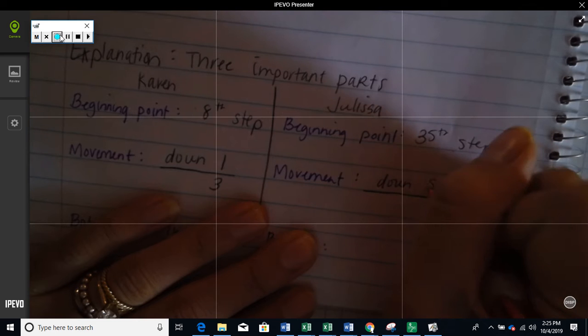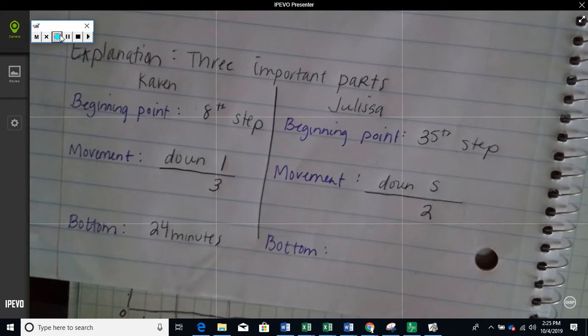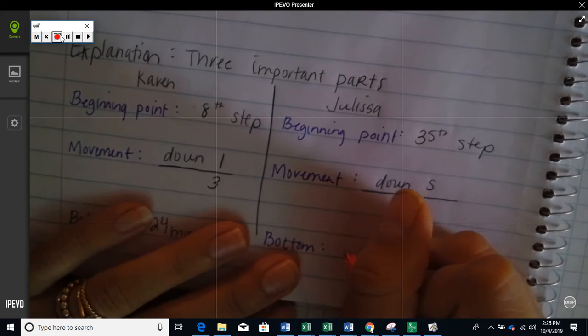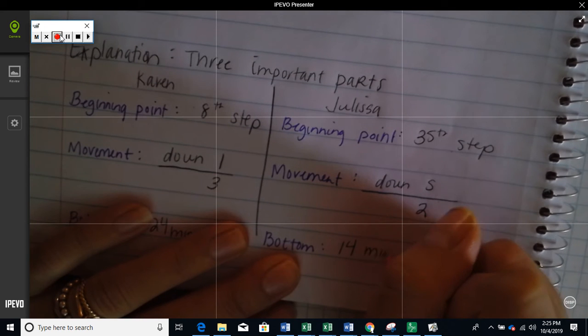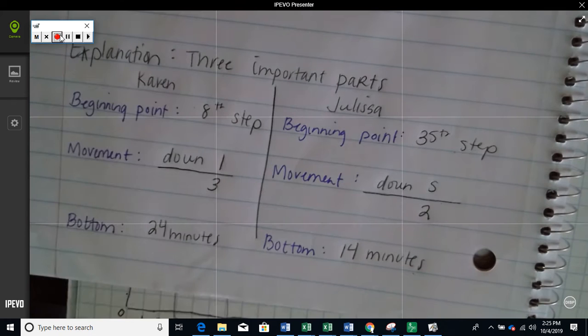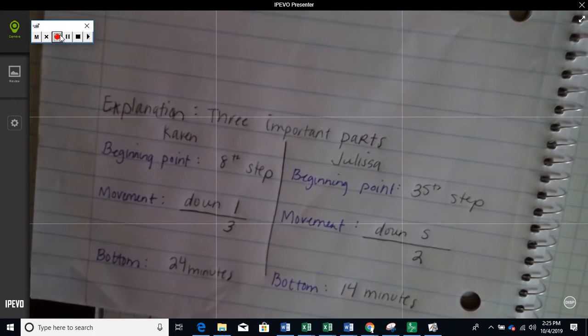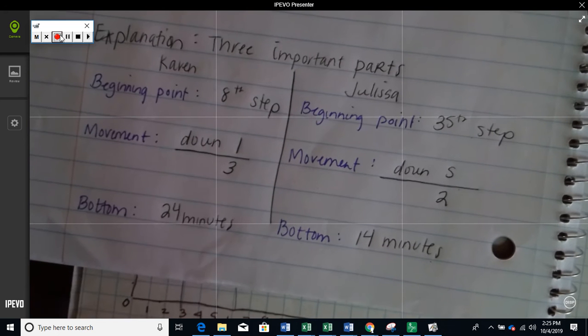Down 5. Takes her 2 minutes. And then she gets to the bottom. I think you said it. 4 2 minutes. All right, so you'll have to do that very shortly. Please go to the equations now. Correct. That's how you'll have to do it on the quiz and the test.